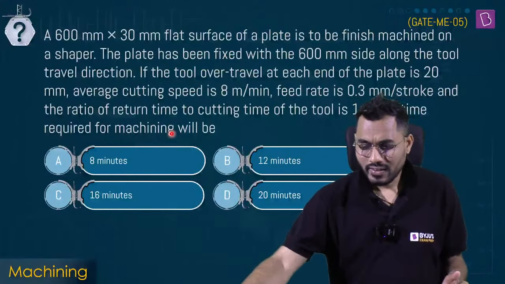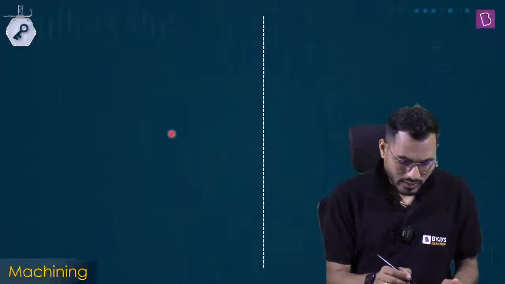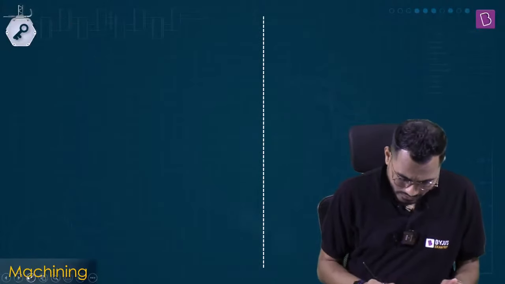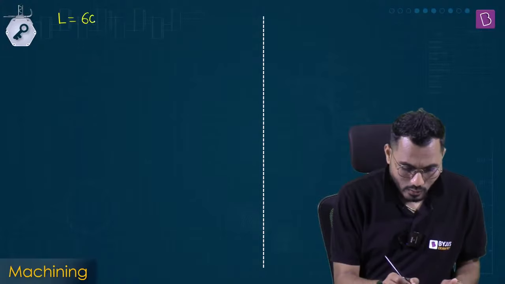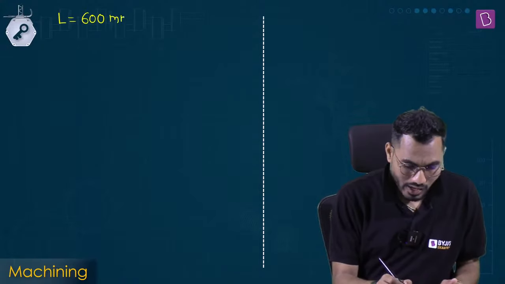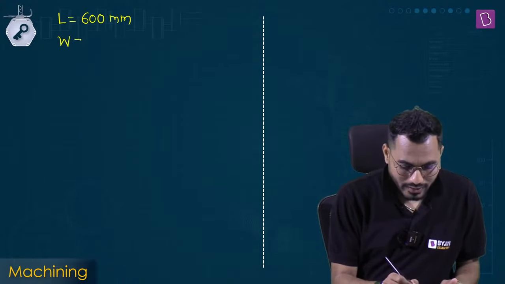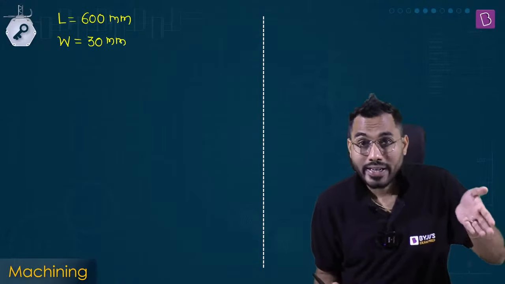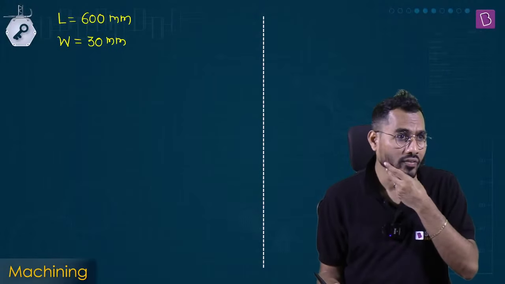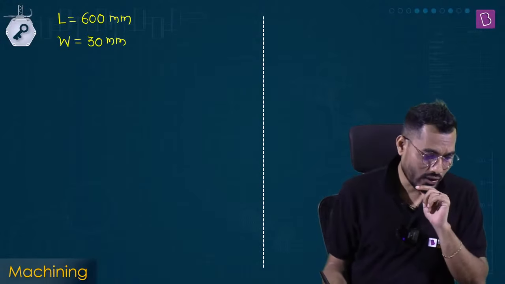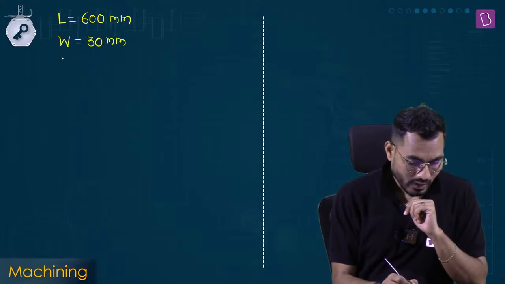So whatever data is given, I'll write it down. The length of the stroke is equal to 600 millimeter. And the width of the workpiece is equal to what? 30. Right? Based on the data given, we are writing it down. Fine. Nora Fateh says 16, Nasim Khan 16. Let me check what exactly the answer is coming.